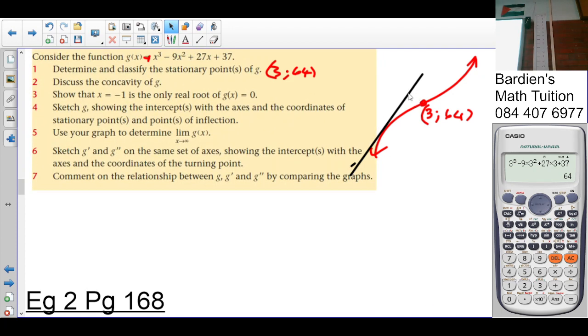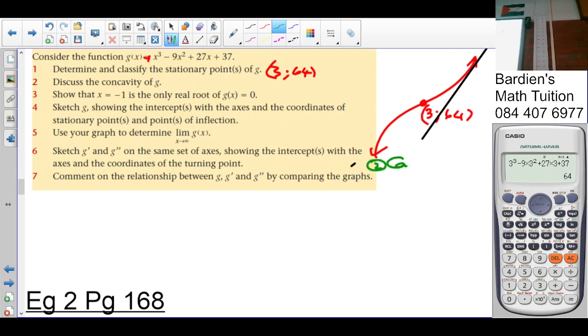Would this be concave up or concave down? Concave down. Why? Because the graph is below the tangent at that point. Can you see that? That will be the case until that point of 3 there. On the other side of 3, what do you notice? It's concave up. So when they ask you with regards to concavity, you answer the question as follows.